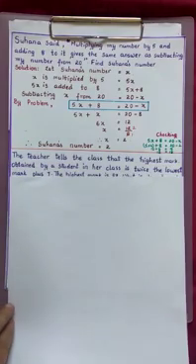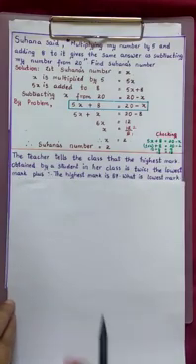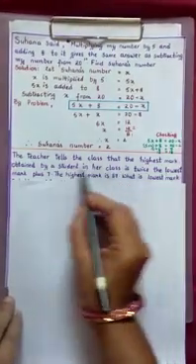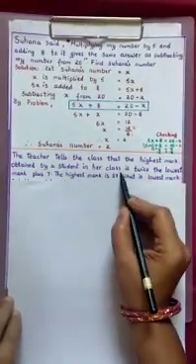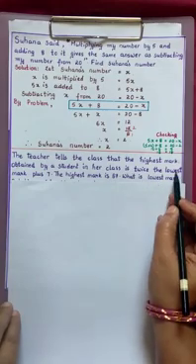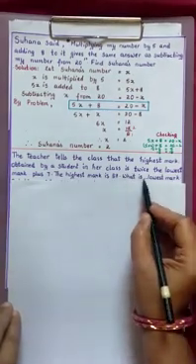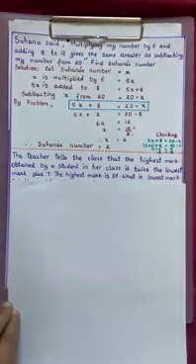Now let us solve another problem. The teacher tells the class that the highest mark obtained by a student in her class is twice the lowest mark plus 7. The highest mark is 87. What is the lowest mark?